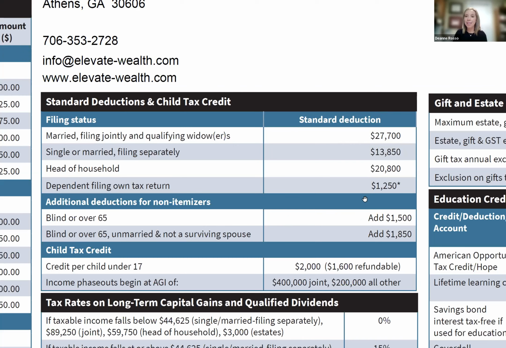Each individual gets an additional $1,500. So single or married filing separately, you get the $13,850 plus $1,500. If you're married filing jointly, you get $27,700 plus $3,000, $1,500 for each individual. So for a married couple that means $30,000 that you can take in income without really having to pay any tax on it. So that's what I wanted to talk about with the standard deduction, and how it applies to your taxable income.